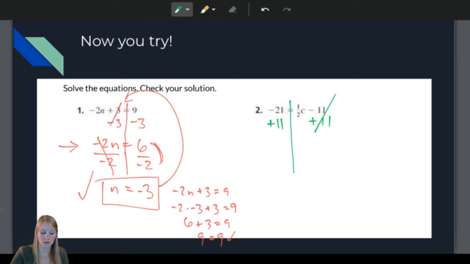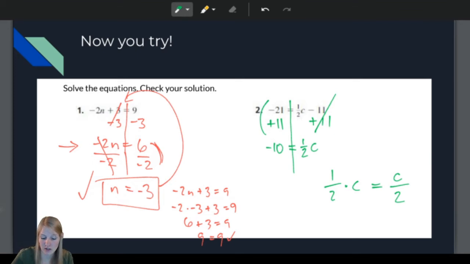Negative 21 plus 11 equals negative 10, equal to 1/2 times c. Now, 1/2 times c means I should divide by 1/2. Wait a minute, dividing by a fraction. Ooh, that sounds ugly. You can totally divide by the fraction, totally fine. There's kind of an easier way though. When we do 1/2 times c, that is the exact same thing as c divided by 2.